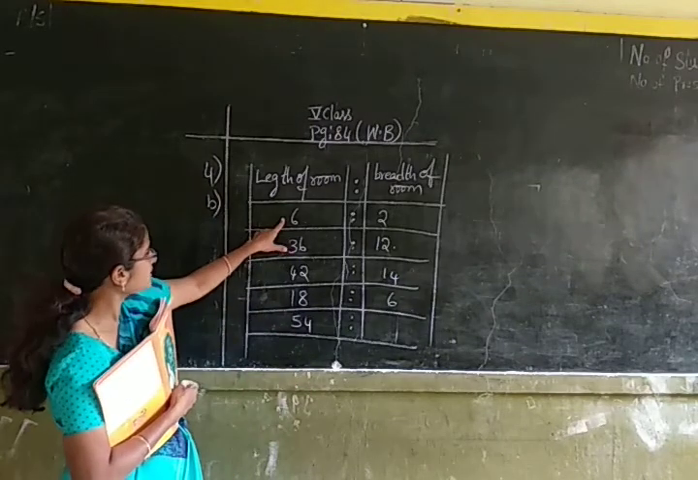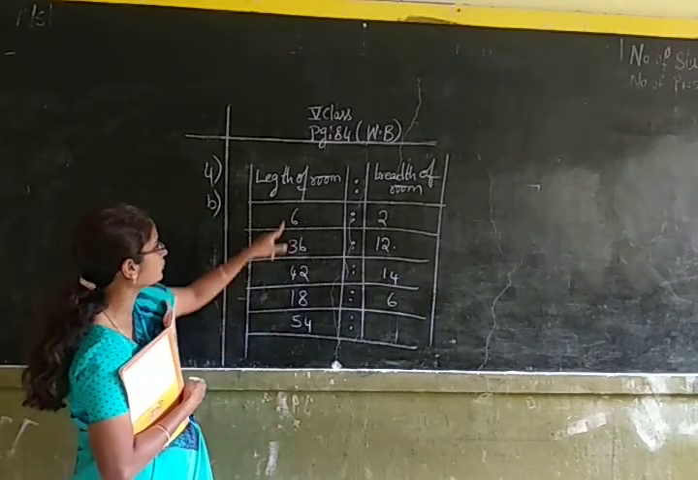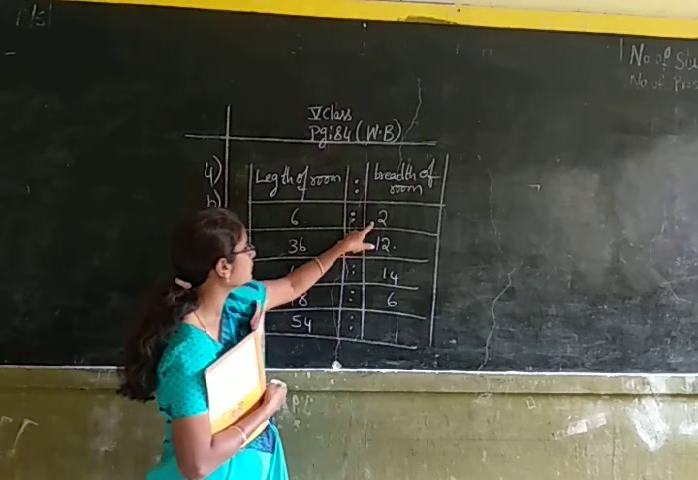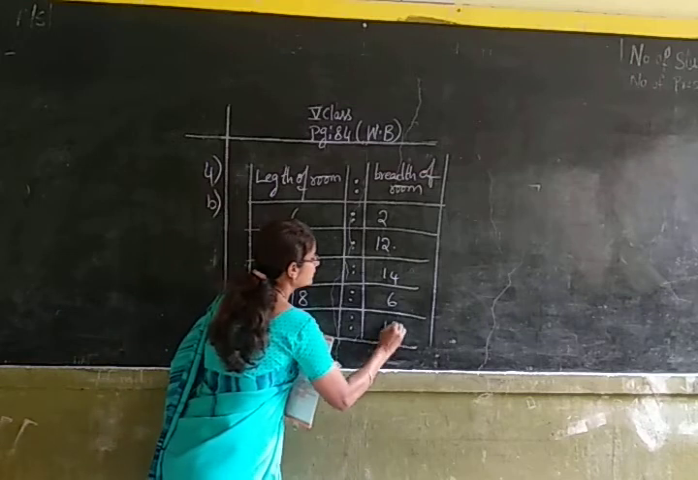Okay children. So if you multiply 6 with 9 you are getting 54. Similarly you have to multiply 2 with 9. So you will get 18.